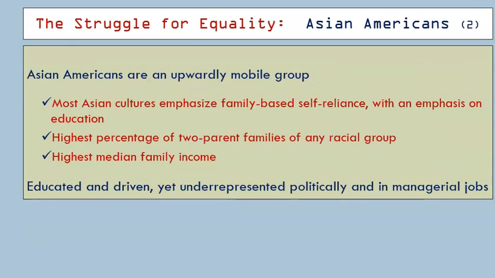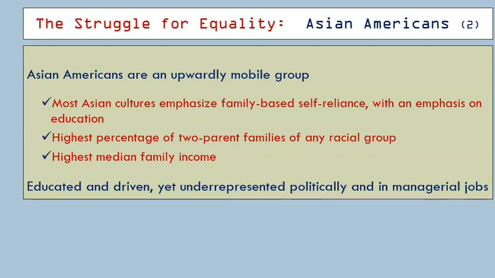So Asians are considered an upwardly mobile group. Most Asian cultures emphasize family-based self-reliance with an emphasis on education. They have the highest percentage of two-parent families of any racial group. And then they also have the highest median family income. So they're educated and driven, yet underrepresented politically and in managerial jobs. So while they do have certain things going for them, they're still politically disadvantaged and don't hold managerial jobs. So maybe that's something that they can work towards in the future.